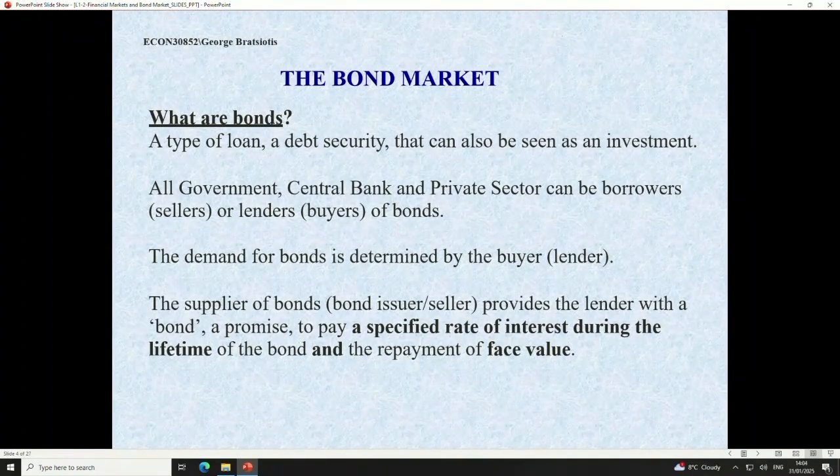Bonds are basically a debt, right? It's a type of loan, as it says there, a debt security. But it can also be seen as an investment. So basically, people hold bonds for two or three reasons. You tell me, what reasons do they hold bonds for? If you're a firm, why are you holding government bonds? Anyone?